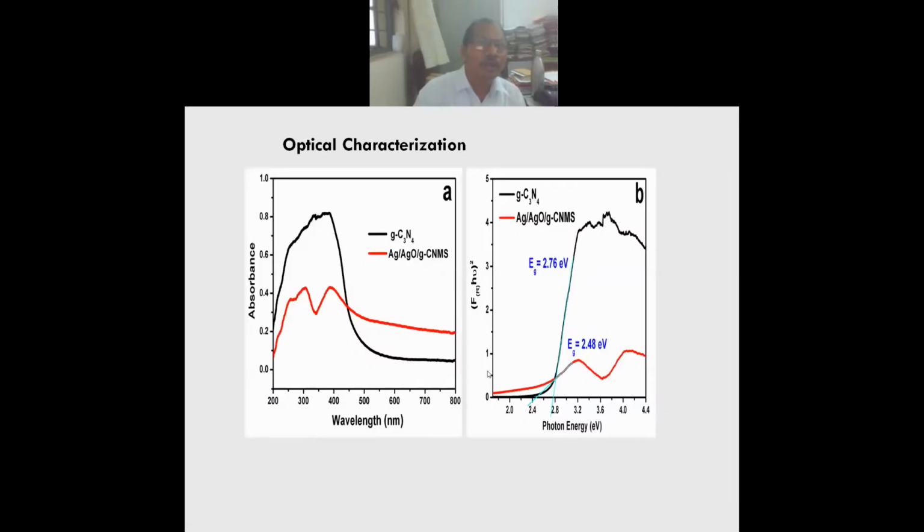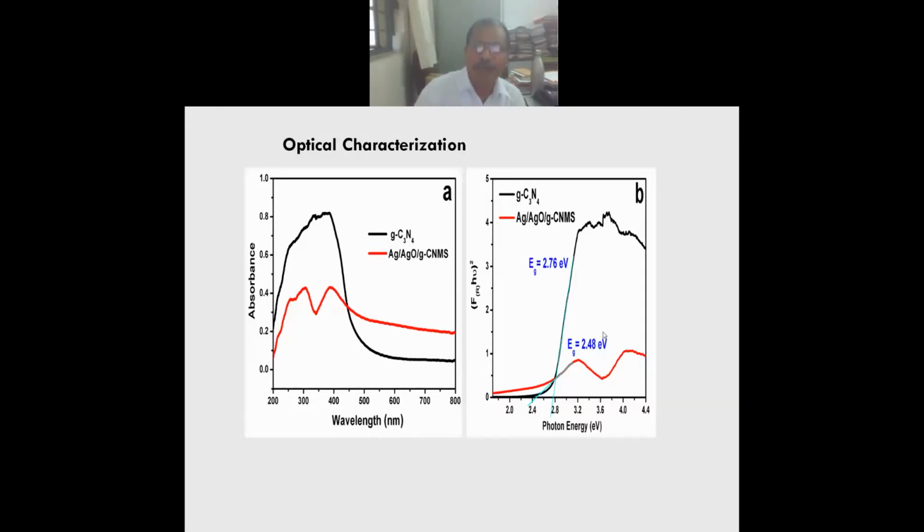Then for the optical characterization, we have taken the UV DRS spectra, and this is a Kubelka-Munk plot. The UV DRS spectra shows a red shift, and the band gap energy is less compared to g-C3N4. The band gap energy for g-C3N4 is 2.76, and the band gap energy for the composite Ag loaded g-C3N4 is 2.48. This may be due to the presence of AgO.